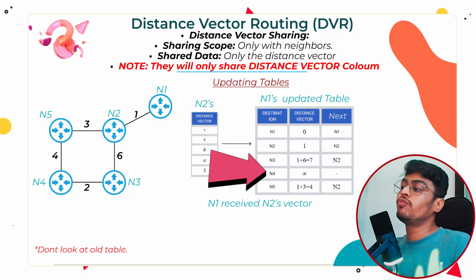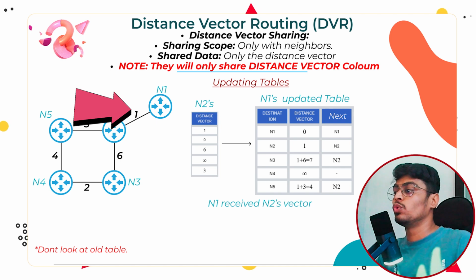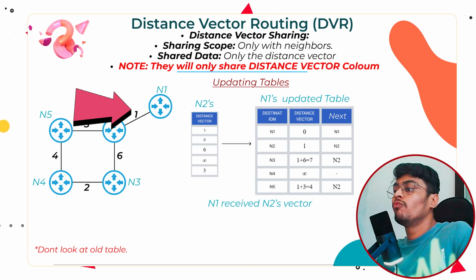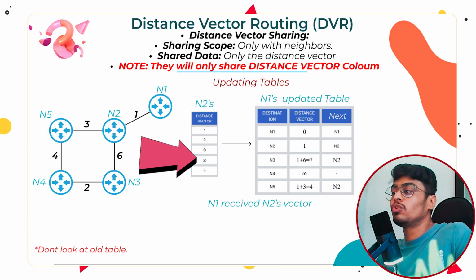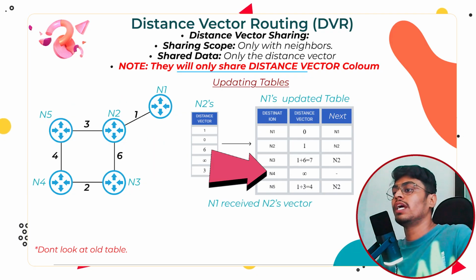So n1 to n4, what is the distance? We have to first go n1 to n2 and then n2 to n4. So for n1 to n2, what is the cost? 1. And for n2 to n4, what is the cost? Infinite. So it will become infinite also. Next hop we don't know.